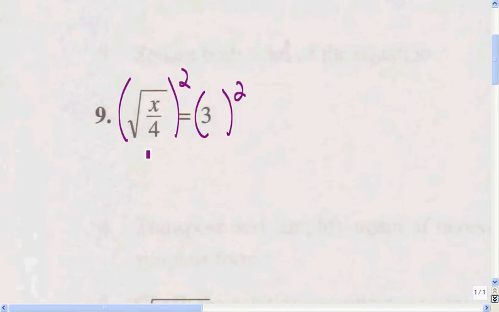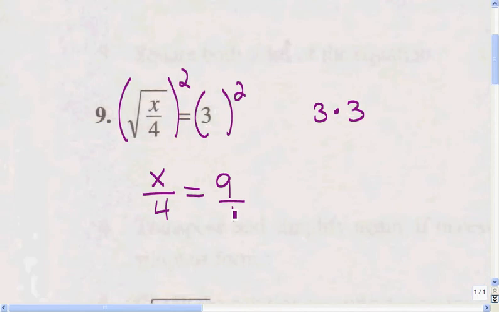Okay, again, the radical is isolated already, so I don't have to do anything other than just do the square. That's going to get rid of my radical, so I've got x divided by 4 equals 3 squared. 3 squared means 3 times 3, right? So 3 squared is 9.